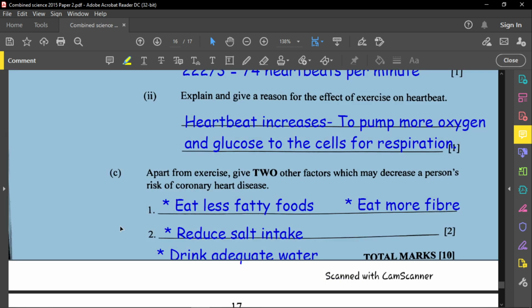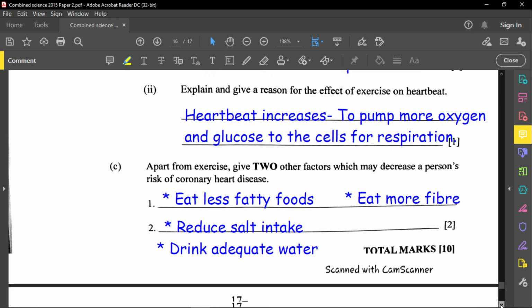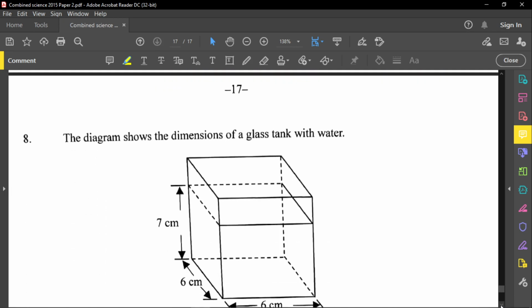Those are some of the things that you can do to reduce the possibility of coronary diseases besides exercising. Your diet is very important. What to eat, what to take in, is very important. All right, so number 8, which is the final question here.